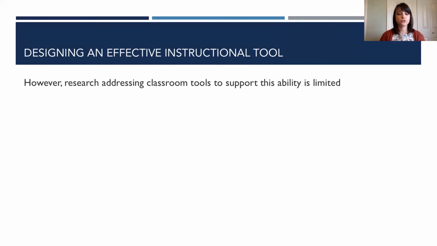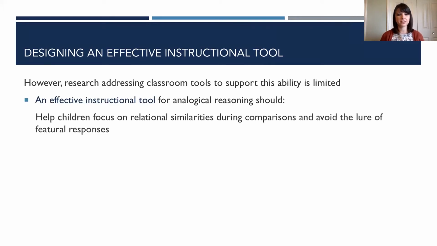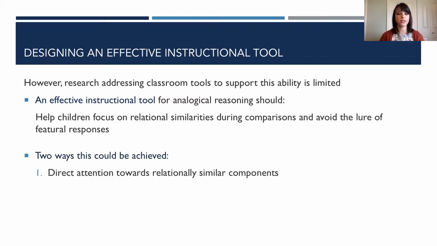An effective instructional tool for supporting this ability, in one brief statement, should help children focus on relational similarities during comparisons and avoid the lure of these featural responses. And there are two key ways that I think this could be achieved. One of those being driving attention away from irrelevant components of a comparison and towards relationally similar components.